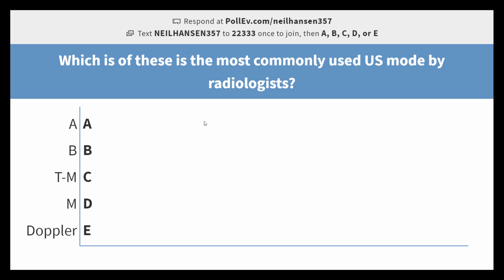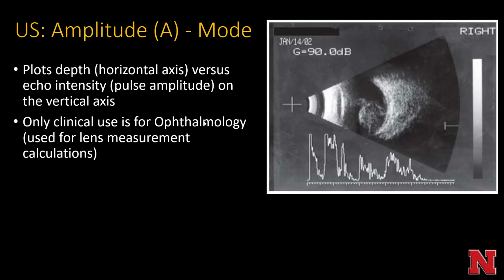Before we can talk about image manipulation, we have to go over ultrasound mode. So the correct answer is in diagnostic radiology, we're usually using B mode. But first we'll go over A mode, or amplitude mode. We don't use this very often in diagnostic radiology.